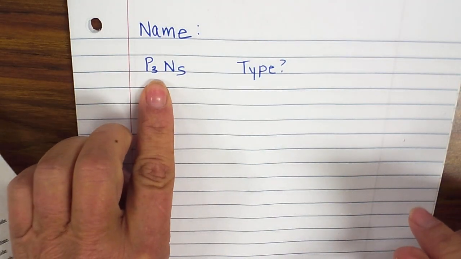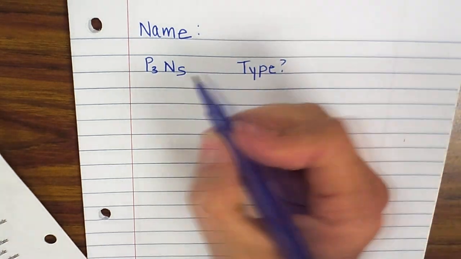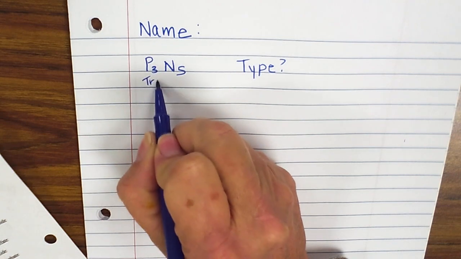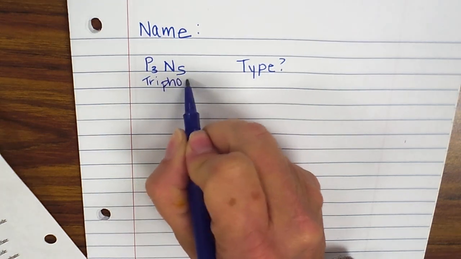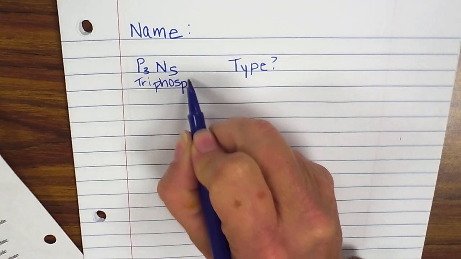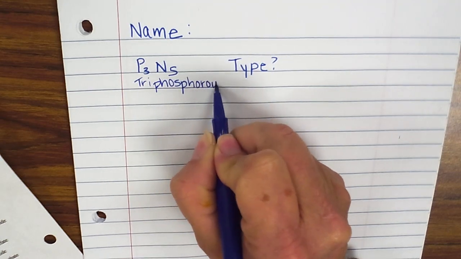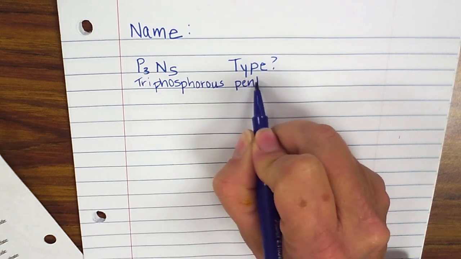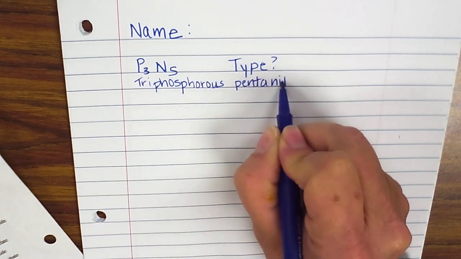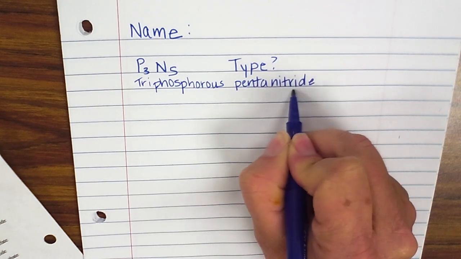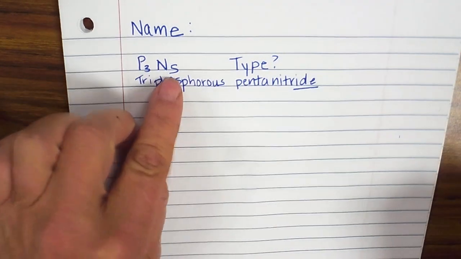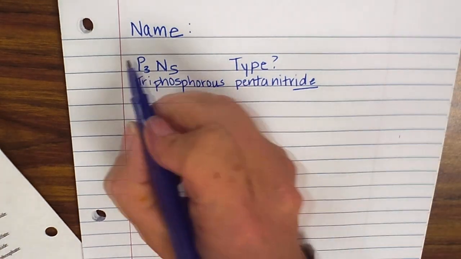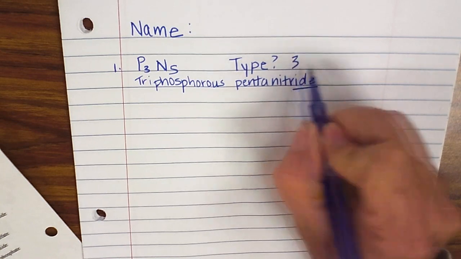use my Greek prefixes. So I look and I see, okay, so there's 3 phosphoruses, so that's going to be triphosphorus, because of course it's a cation, so it gets to keep its name, and then 5 nitrogens, so pentanitride, because the IDE is the ending for any anion that's right off of the periodic table. Okay, so that's number 1, so it's a type 3.